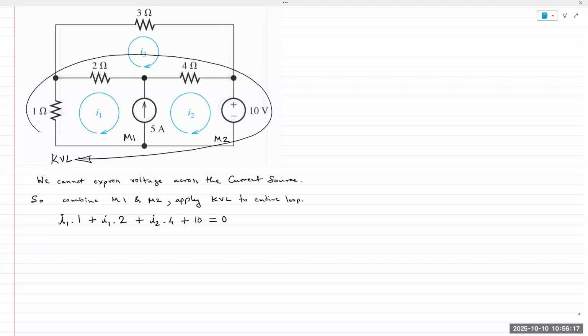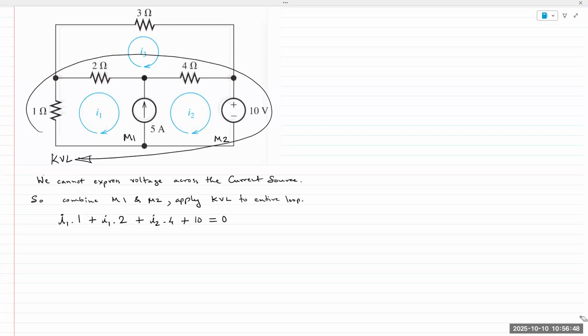So super mesh is nothing but applying KVL to two combined meshes. It's basically just applying it to any electrical loop. Good point. I took it a little bit too easy. Yes, the 2 ohms and the 4 ohms are in shared branches, so we cannot ignore those. Those must also be taken into account. Good catch.